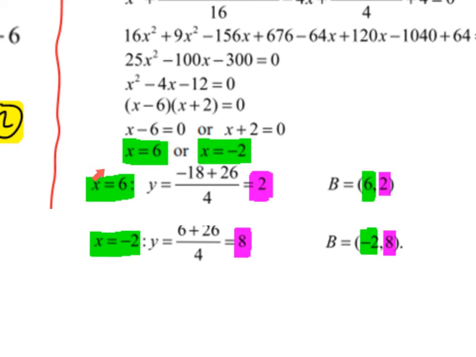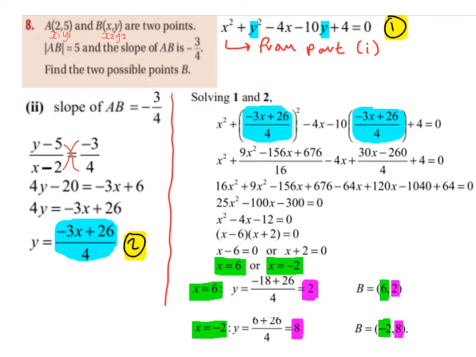So we end up, for x equals 6, getting y equal to minus 18 plus 26 over 4, which gives us 2. So one possible point B is 6, 2. And then if x is equal to minus 2, we have y equals 6 plus 26 over 4 is equal to 8. So the other possible point B is minus 2, 8. So these are our two possible answers. Find the two possible points B. They are 6, 2 and minus 2, 8.